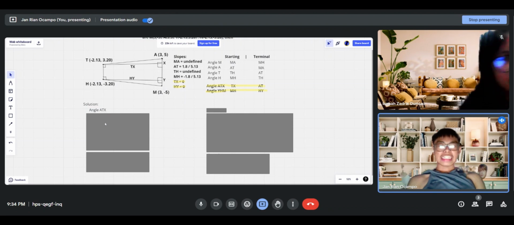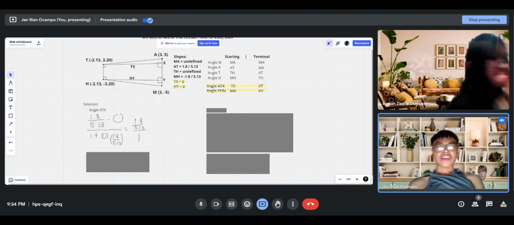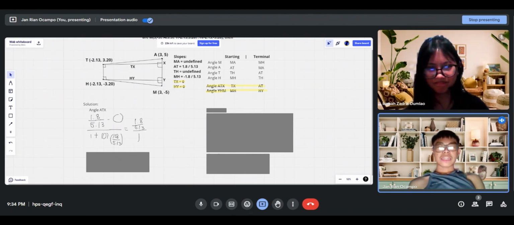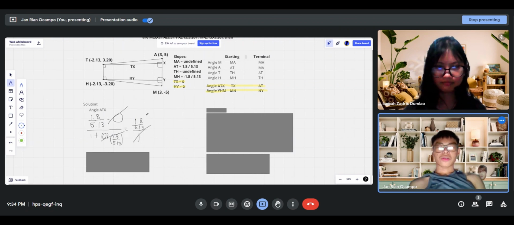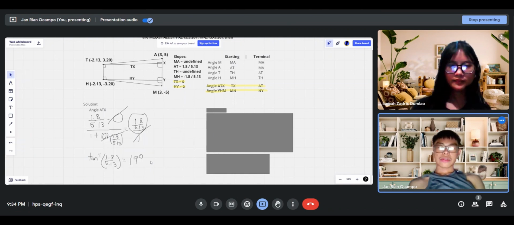First, angle ATX. We substitute. We have 1.8 over 5.13 minus 0 over 1 plus 0 times 1.8 over 5.13. This cancels out, making this only 1, and then this also cancels out, and we do not need this 1 anymore, which leaves us with 1.8 over 5.13. And we use arctan, and we get 19 degrees.